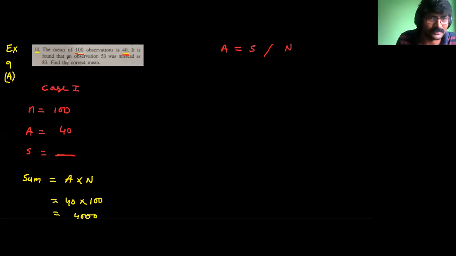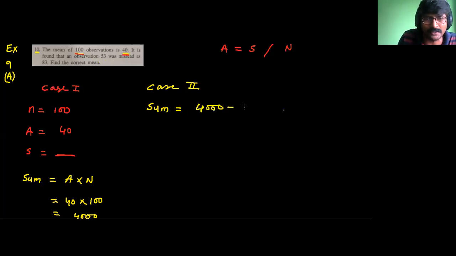Now something is given. It is found that observation 53 was misread as 83. We considered 83 over here, whereas over here we are supposed to consider only 53. So there is case 2. In case 2, what will happen? The sum will be different now. Why? Because from 4000, we are supposed to subtract something and add something. 53 was misread as 83.